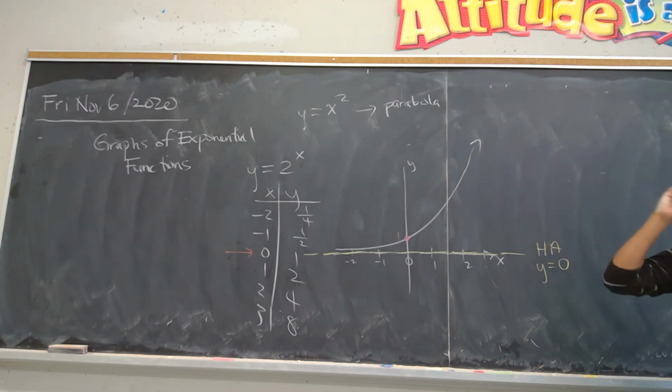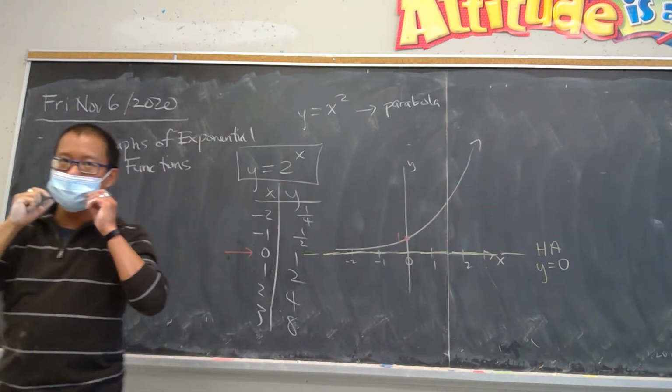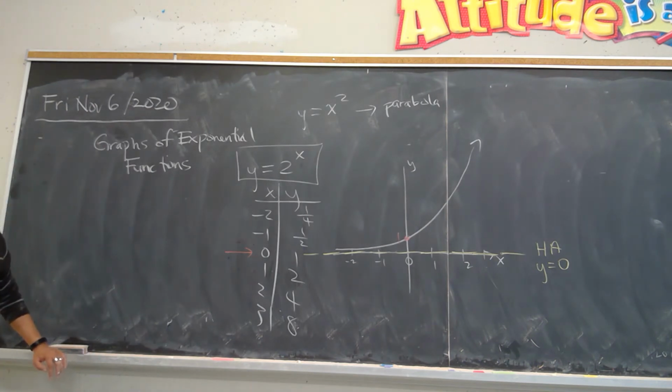What does that really mean? For y equals 2 to the x, it will never cross the x-axis. Remember, we're going to have functions for this.